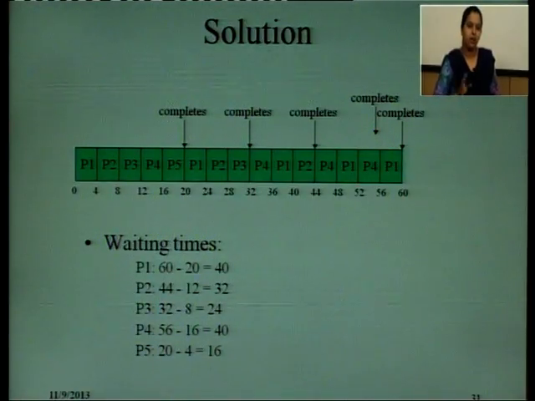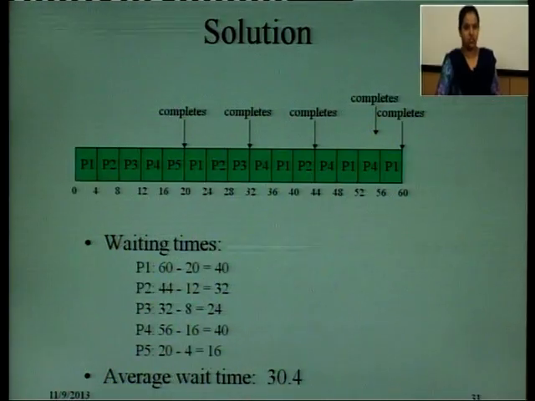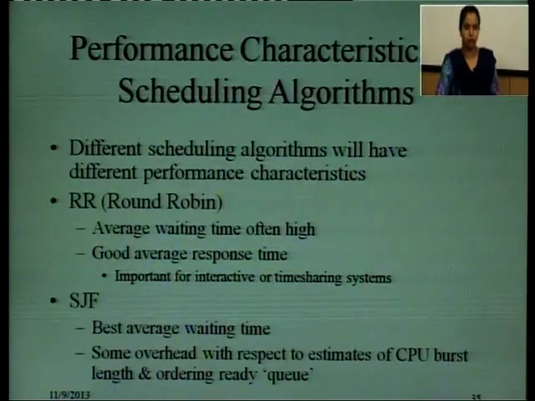Here 60 is when the process completes, and 20 is the process burst time, and it is the same in the P2 case: 44 is when P2 completes and 12 is its burst time. In the same way, we can calculate the waiting time for each process, and the average waiting time is 30.4.